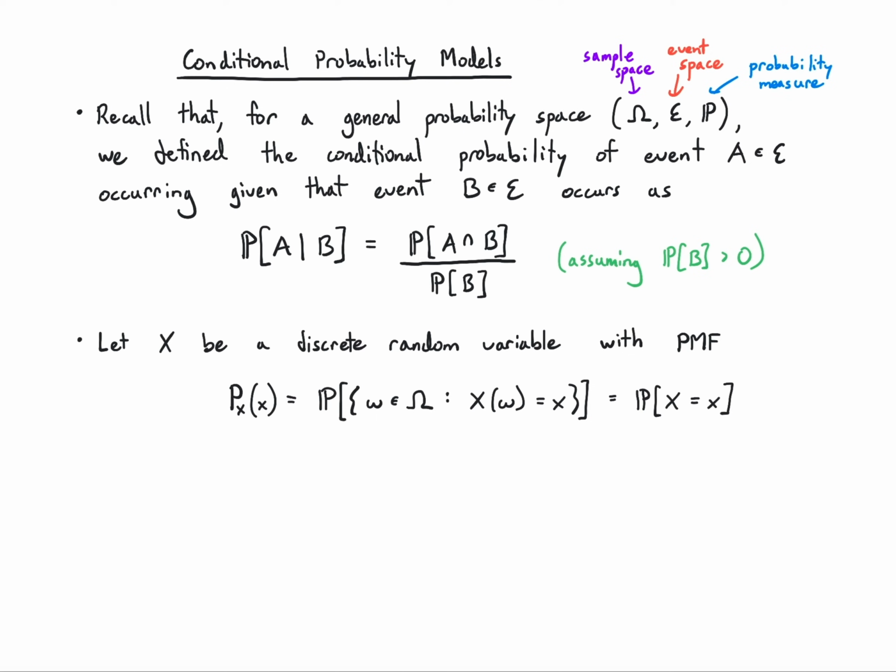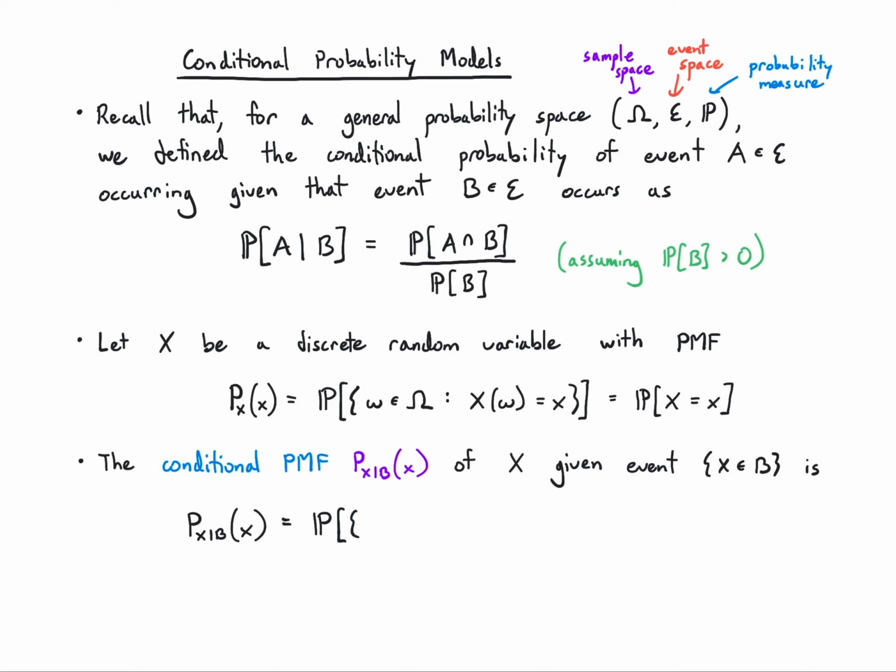And how can we think about conditional probability within the context of a PMF? Well, the most useful thing we can define is a conditional PMF, P of X given B of little x. This is the conditional PMF of X given the event that X falls into the set B. It's defined as the conditional probability of seeing an outcome that maps to little x given that we know X falls into B. This is kind of an abstract definition. We'll usually just set it aside and go with one of the following simpler formulas.